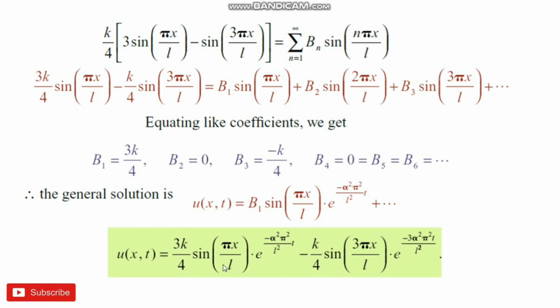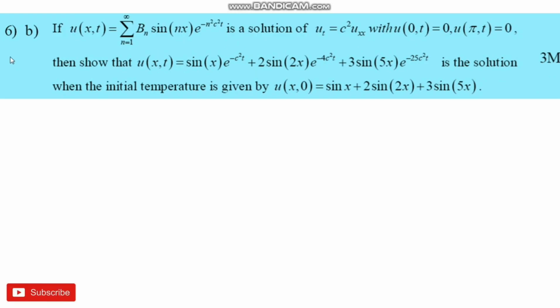We have sin pi x by l, sin 3 pi x by l, e power negative alpha square pi square by l square t, e power negative 3 alpha square pi square t by l square, which is the required temperature distribution of a uniform rod. We will discuss sixth question b bit.